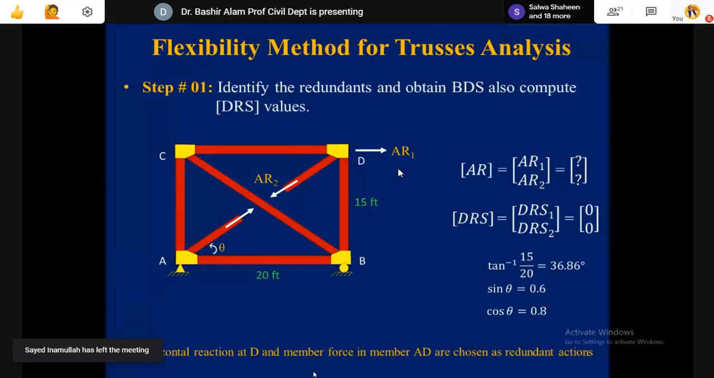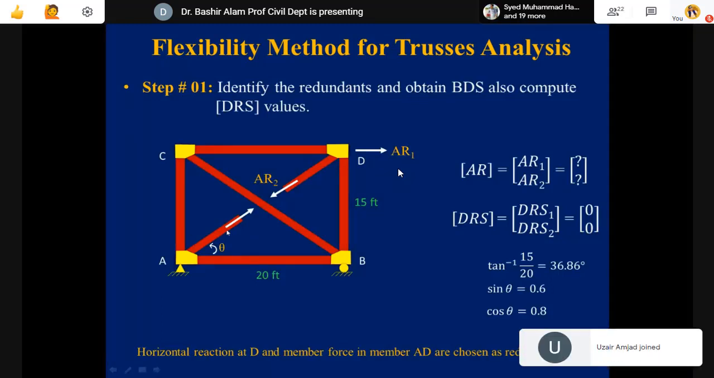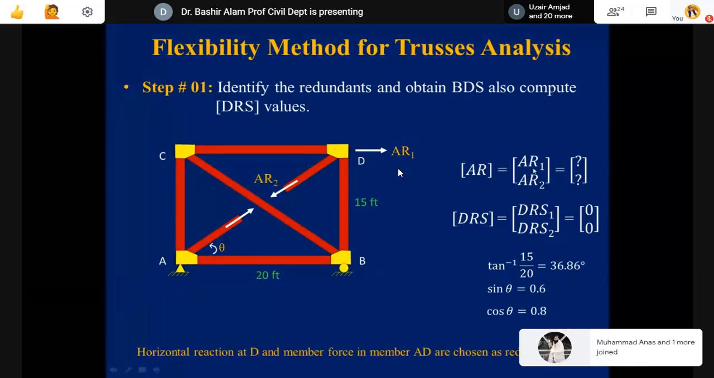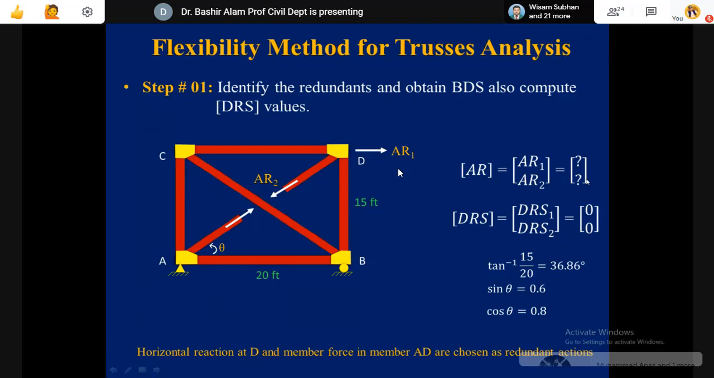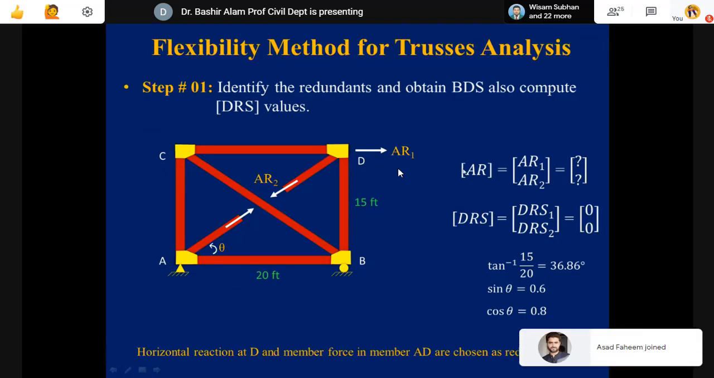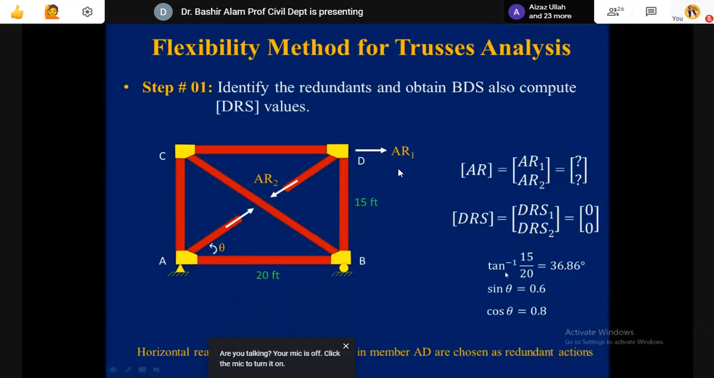Now, our next slide, what we did, we selected one support reaction, AR1, and then member force AD, which is tensile in nature, AR2. And here you can see AR1, AR2 declared as unknowns. Corresponding displacements to AR1, AR2, those were 0, so we recorded them equal to 0. And just for resolution of the diagonals into the rectangular components, we found sine theta and cos theta also.